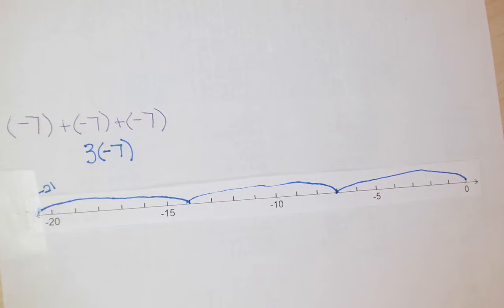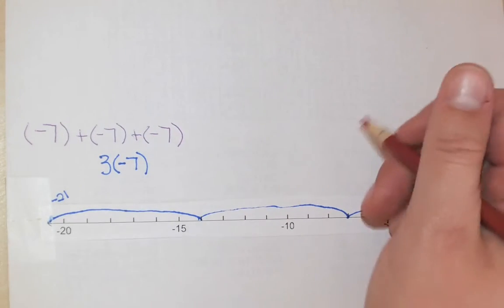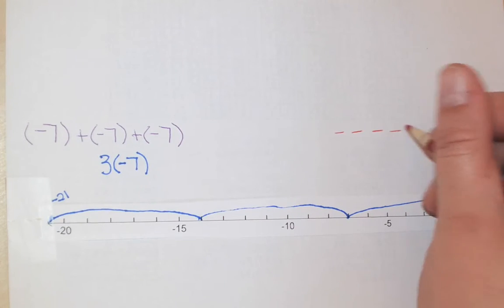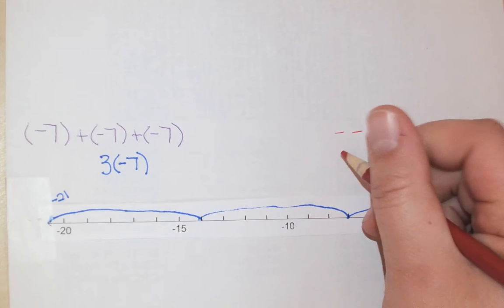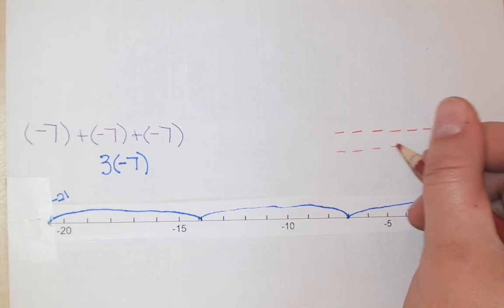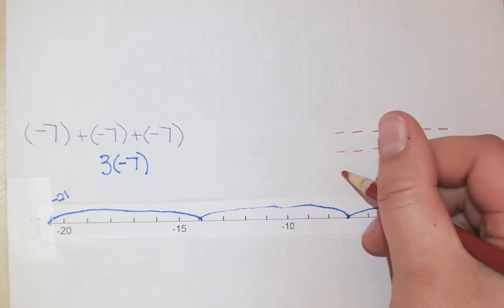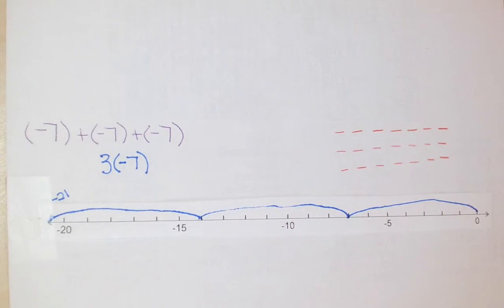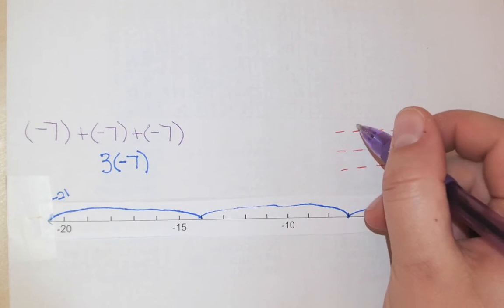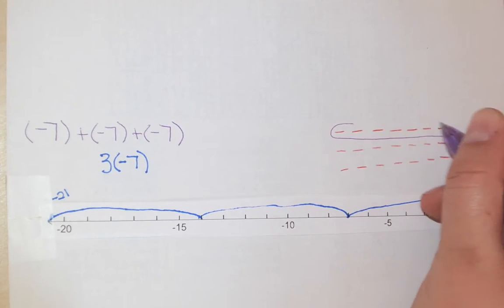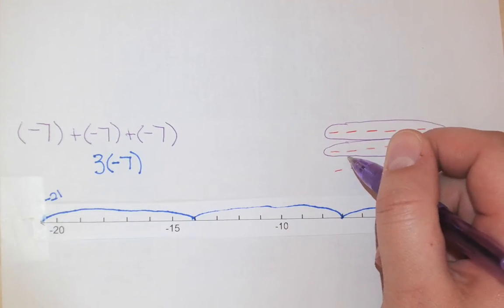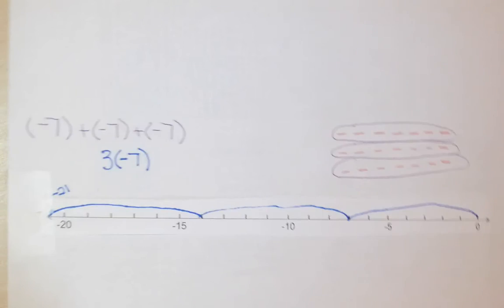With the algebra tiles, I would show that by drawing 3 groups with negative 7 tiles inside those groups. So I have 1, 2, 3, 4, 5, 6, 7. That's one group. Then another 1, 2, 3, 4, 5, 6, 7, and another 1, 2, 3, 4, 5, 6, 7. So altogether, I have one group with negative 7. I have a second group with negative 7. And I have a third group with negative 7.